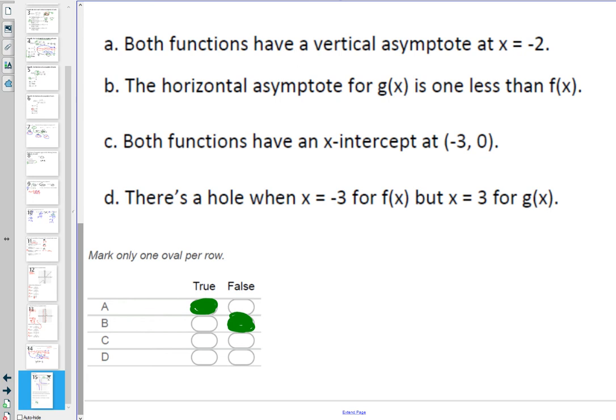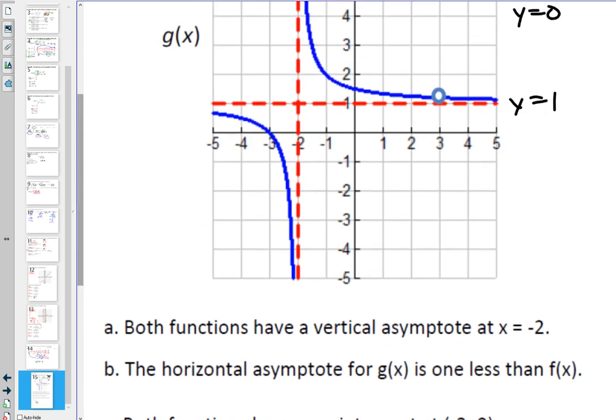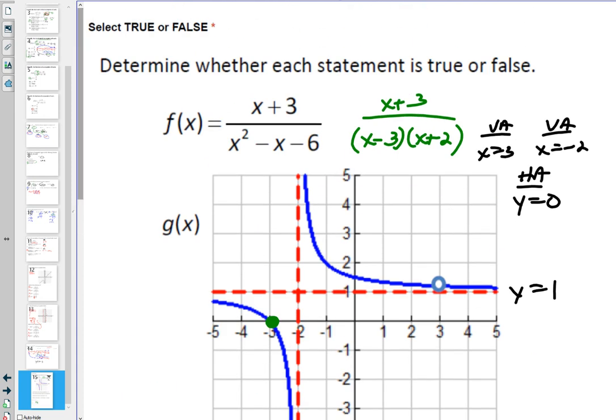Both functions have an x-intercept at (-3, 0). Well, on the graph, it should be easy enough to check, and it is. We do have an x-intercept there. How would we check on this other one? What do x-intercepts come from in our function? And I do have an x-intercept there at -3. So both of these do.